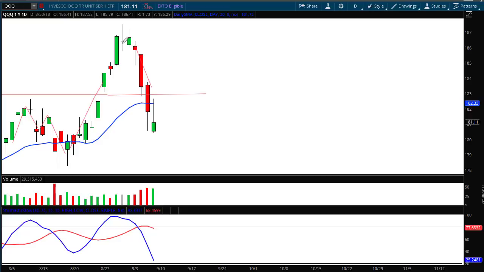A doji, to review, is a sign of indecision. We usually find those at the points where we have a shift between supply and demand. In this case, it shifted to the downside.